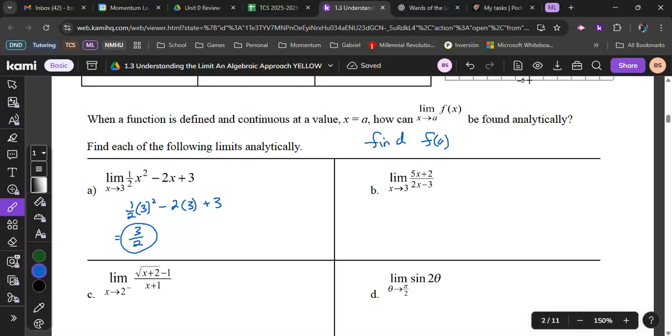The 3's not a problem. Where is there a problem on this graph? What will make this rational expression not continuous? When what? What has to happen? When there's a bottom equals 0. An asymptote, a vertical asymptote, how do I find that? When the denominator is 0. When the denominator is 0.